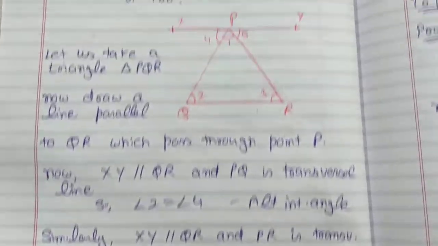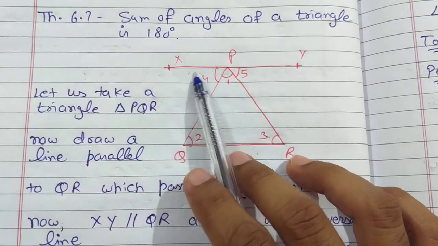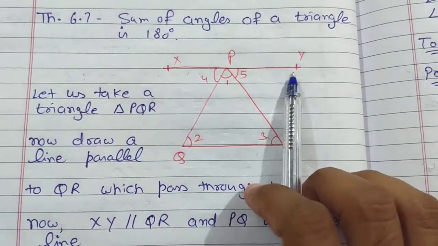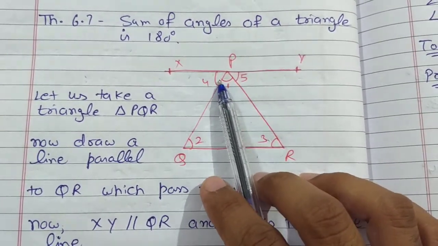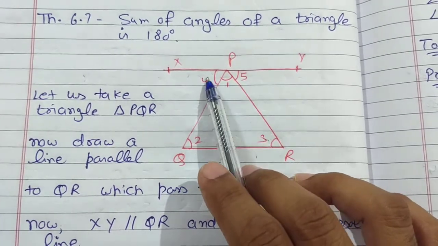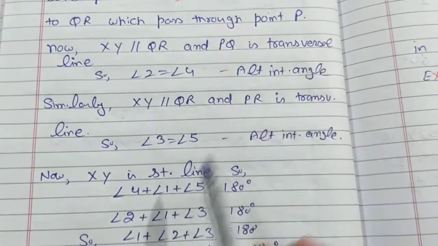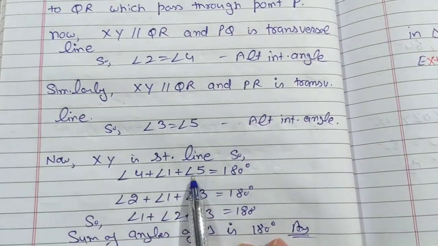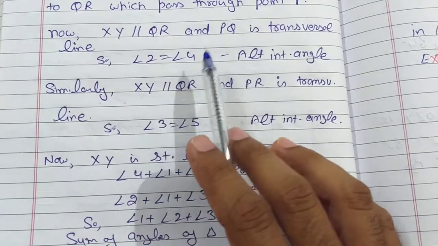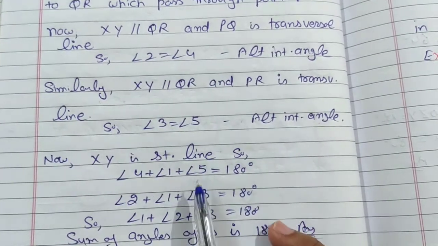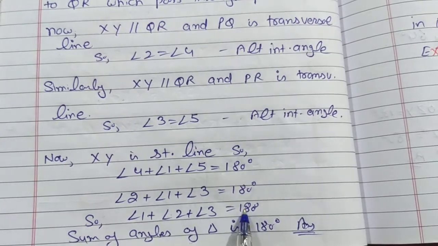Now we are considering that XY is a straight line, and you know very well that the angle on a straight line is 180 degrees. If there are some angles on a line, then the sum of these angles is also 180 degrees. So angle 4 plus angle 1 plus angle 5 is equal to 180 degrees. Now we have proved that angle 4 is equal to angle 2 and angle 5 is equal to angle 3. So we can say that angle 1 plus angle 2 plus angle 3 is equal to 180 degrees.